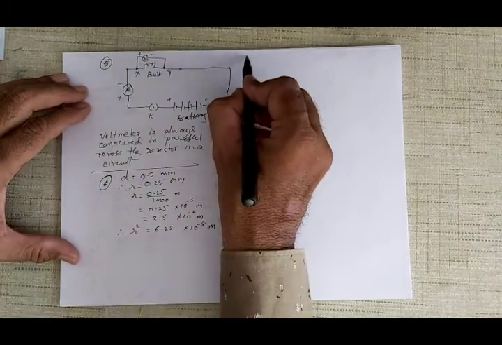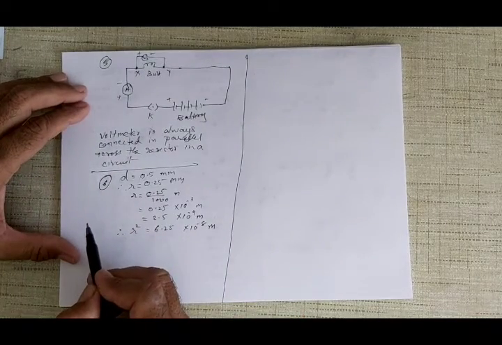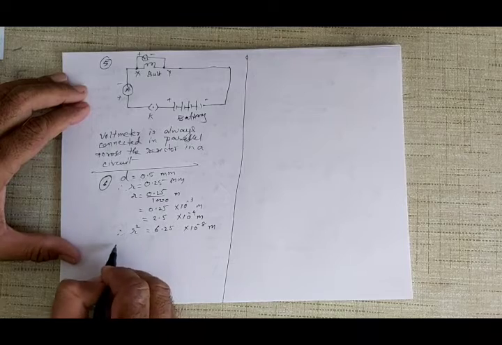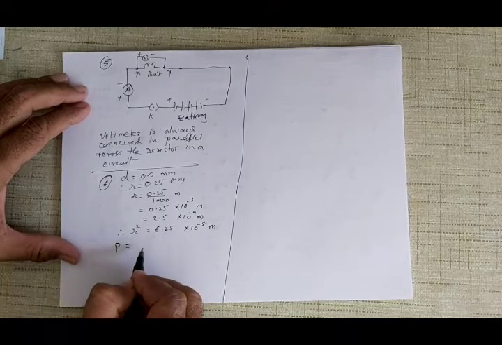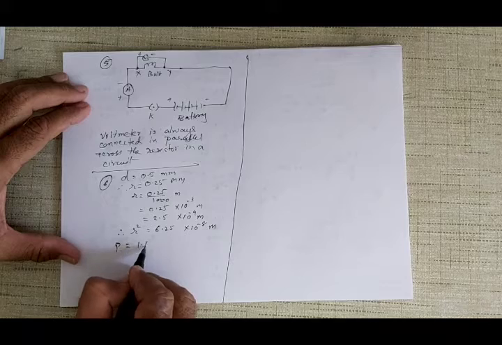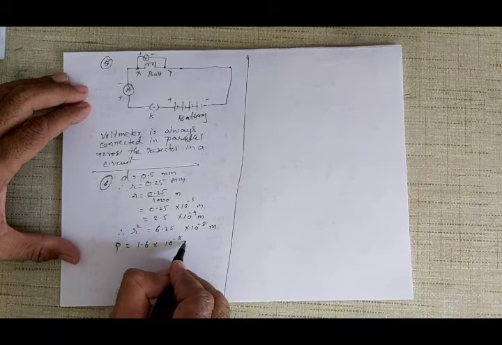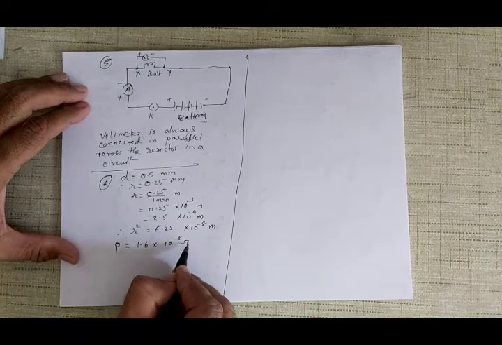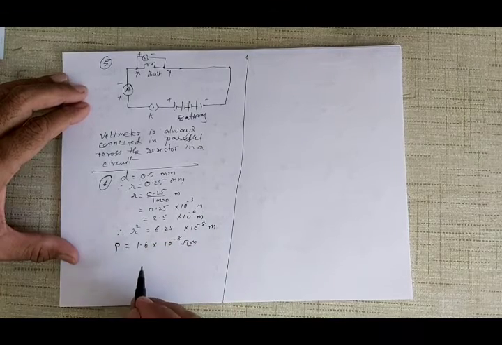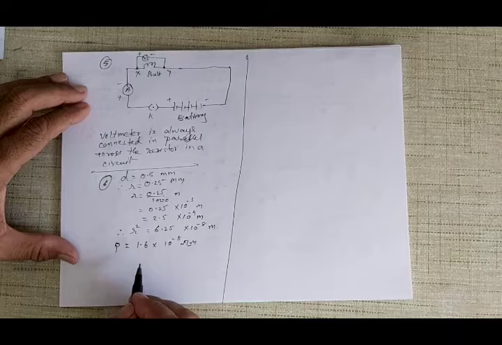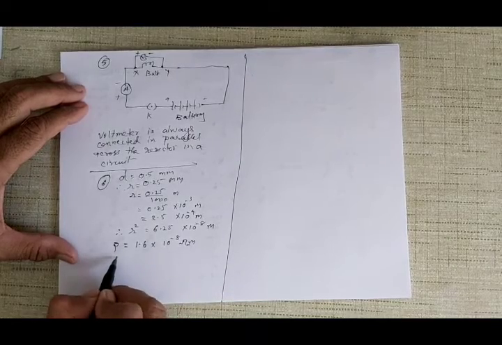Alright. Now what else is given? For the copper wire, its resistivity is given as 1.6 multiplied by 10 to power minus 8 ohm meters. This is given in ohm meters. What will be the length of the wire to make a resistance of 10 ohms?